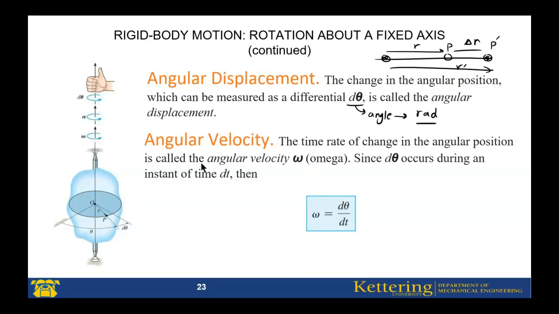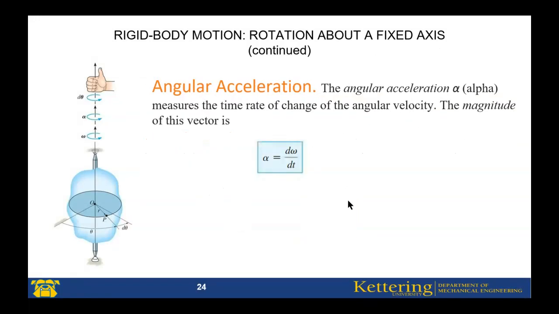This is exactly similar to this equation. If you remember, I used v equals dr with respect to dt. Instead of linear velocity, we have angular velocity. Instead of displacement, we have angular displacement. You will see there's a similarity. Also, one more is called angular acceleration. It's the time rate of change of angular velocity. Alpha is equal to the derivative of omega with respect to time.